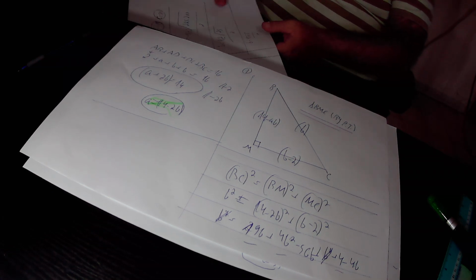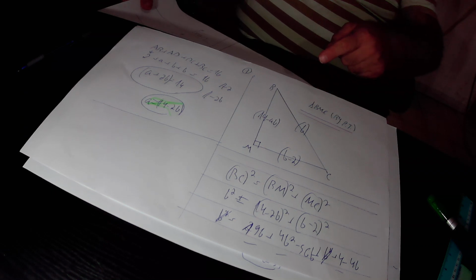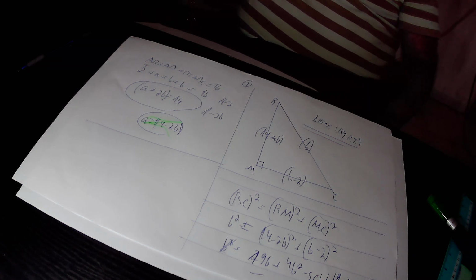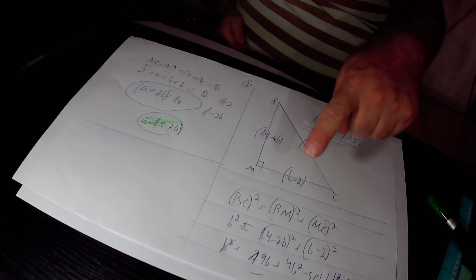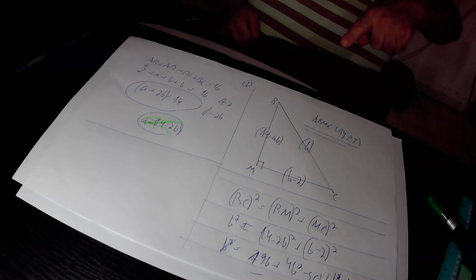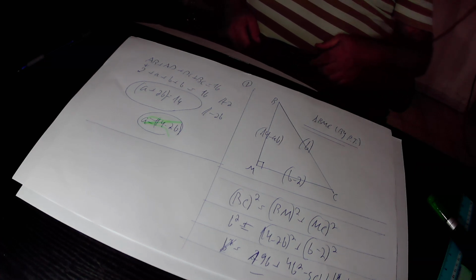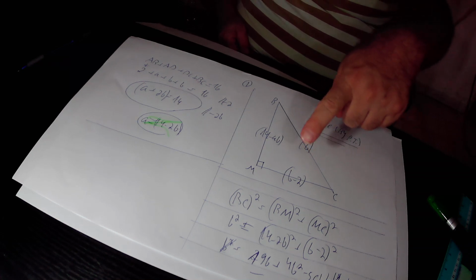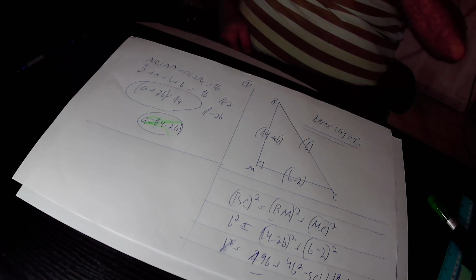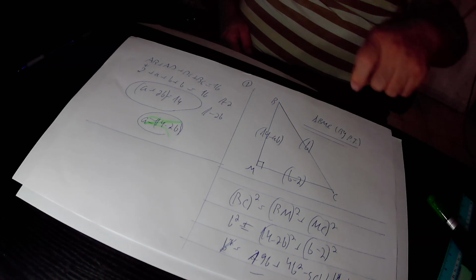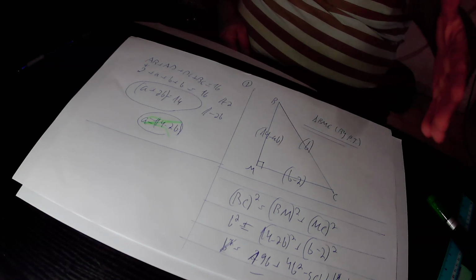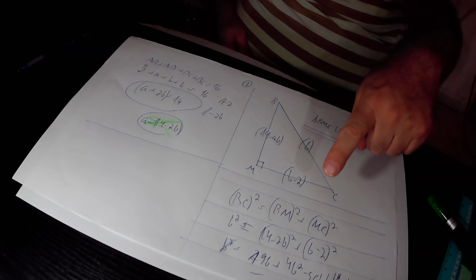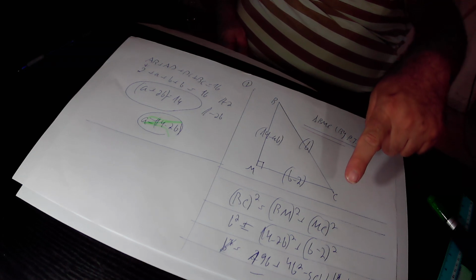In this right triangle BMC, BC squared, that is the square of the hypotenuse, is equal to BM squared plus MC squared. BC is B, therefore BC squared is B squared, and it is equal to BM squared. BM is 14 minus 2B, therefore BM squared is (14 minus 2B) squared, plus MC squared. MC is B minus 2, therefore MC squared is (B minus 2) squared. So in total, B squared equals (14 minus 2B) squared plus (B minus 2) squared.